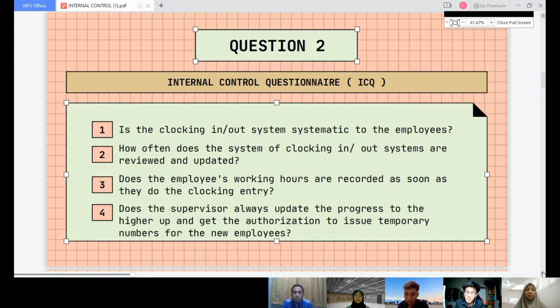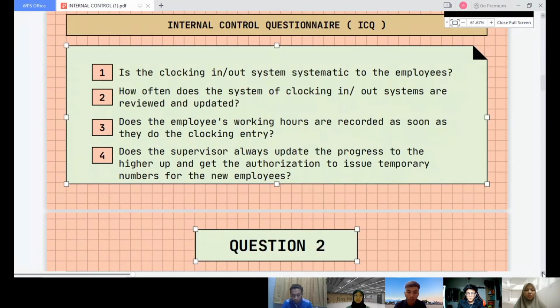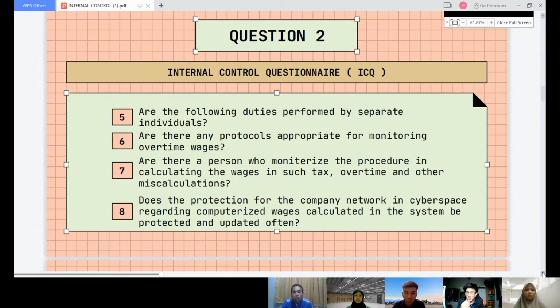And then fourth, does the supervisor always update the progress to the higher-ups and get the authorization to issue temporary numbers for the new employee? And then five, are the following duties performed by separate individuals? And then six, are there any protocols appropriate for monitoring overtime wage?